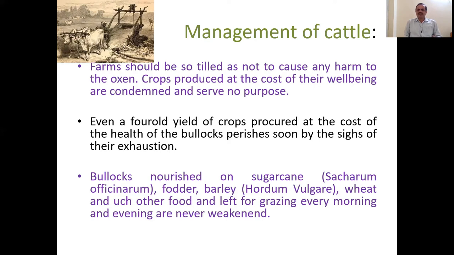They are nourished on sugarcane, fodder, barley, wheat, and such other food, and left for grazing every morning and evening. Such bullocks will never be weakened. So this is how the strength of the cattle is being mentioned.